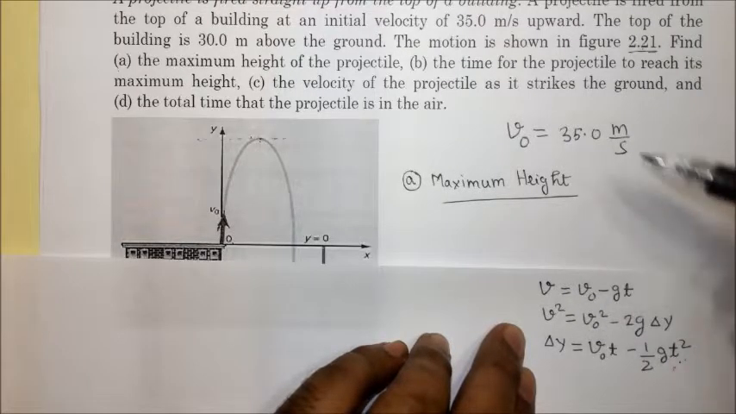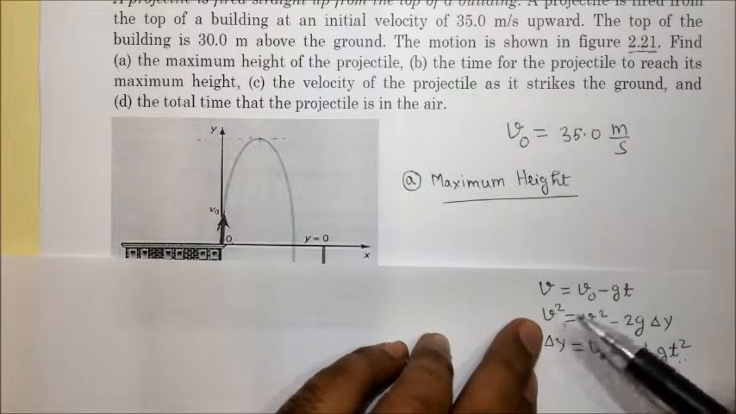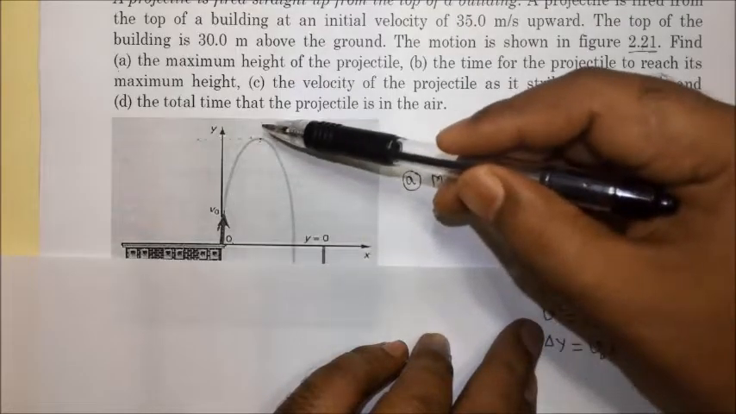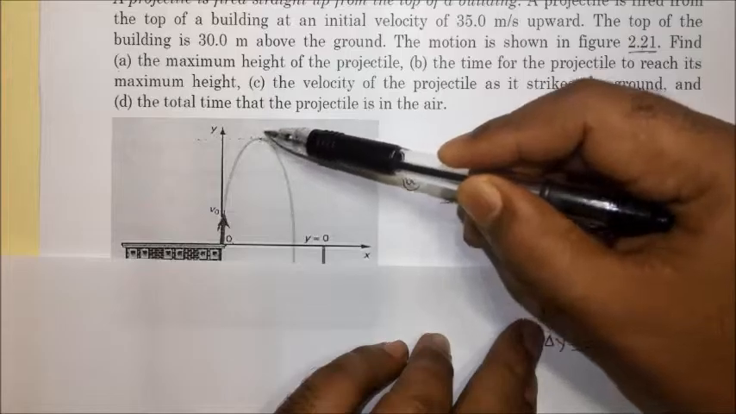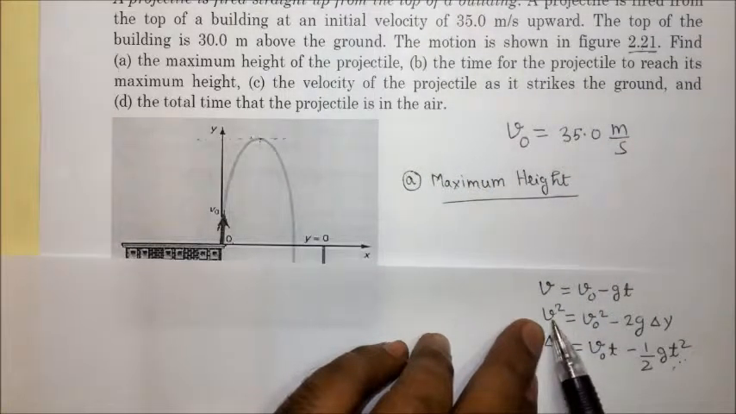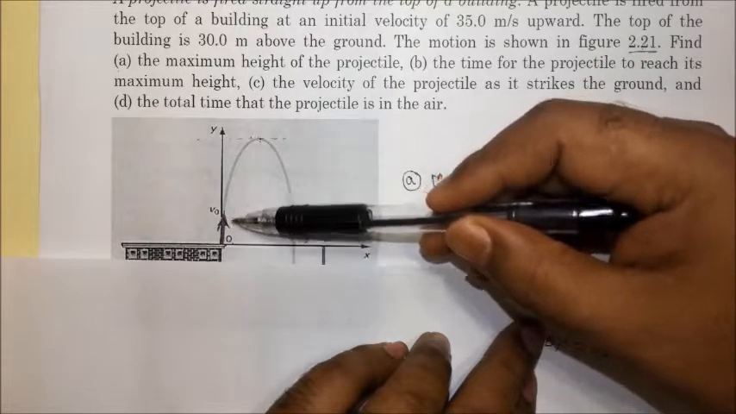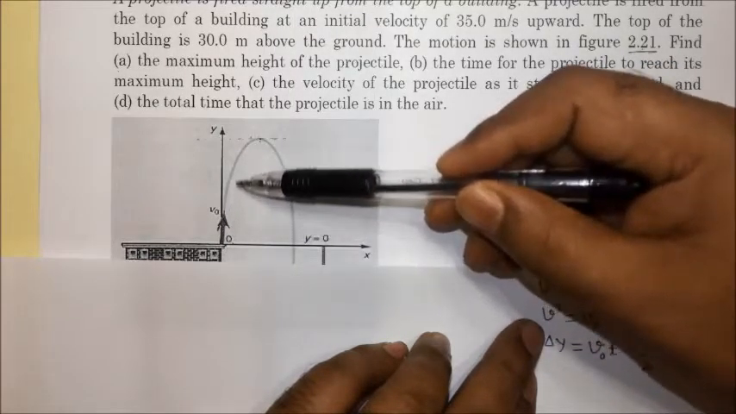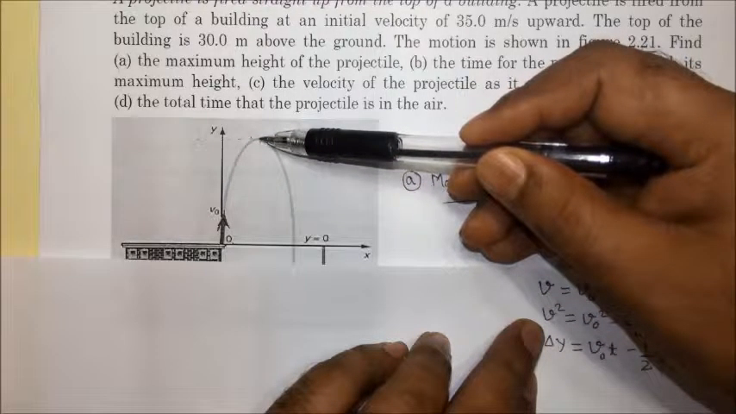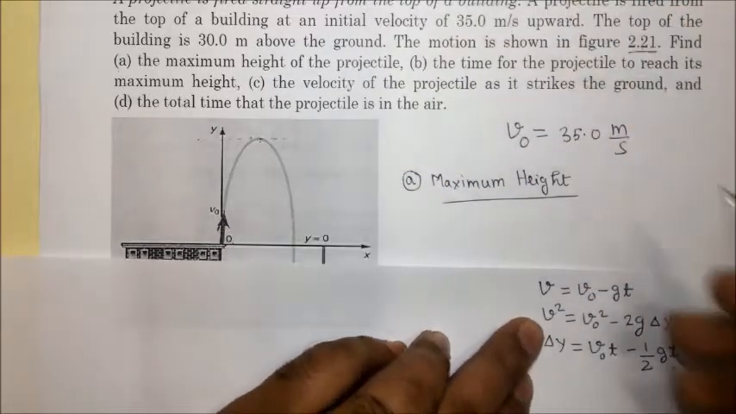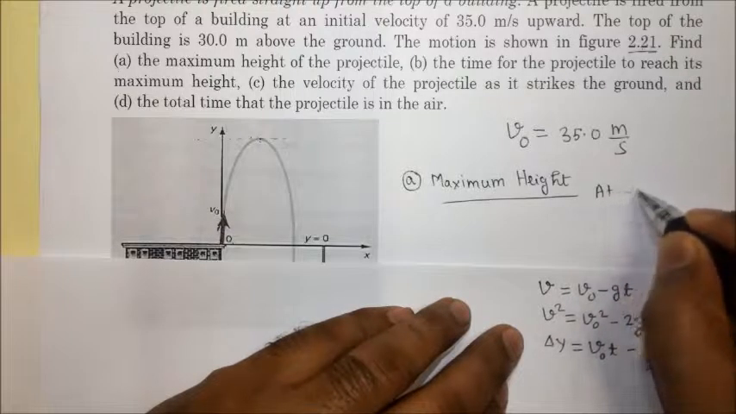We have V initial 35.0 meter per second. V final, when the projectile reaches the top, when it achieves the top position, what's the final velocity going to be? Gravity is slowing it down when it goes up, and the velocity goes down, down, down. At the top, the velocity becomes 0.